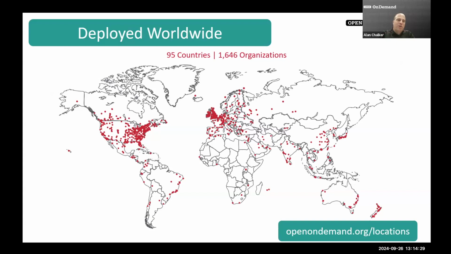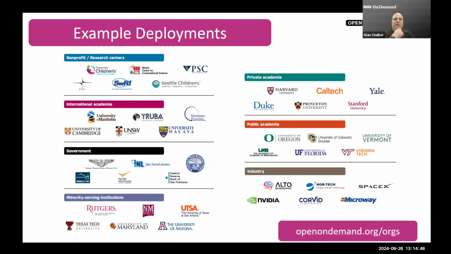Every continent except Antarctica. I'm really trying to get in Antarctica. If you've got in there, I know they've got research computing data centers down there. Let me know. But really, it's been deployed quite broadly all over the world. If you want to zoom in a little bit on a few of those, you can look at these by different sectors. So there are nonprofit research centers, so children's hospitals, for example, that are using OnDemand. International academia, you can see Canada, Australia, Asia, Europe, lots of international academia.